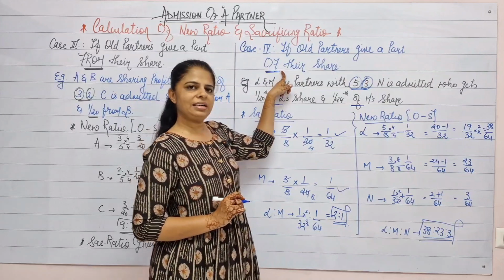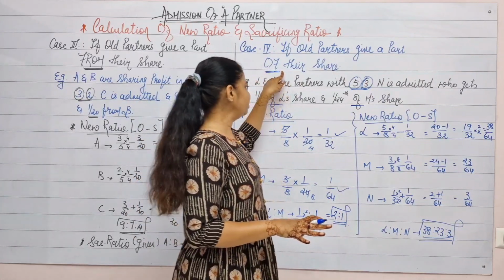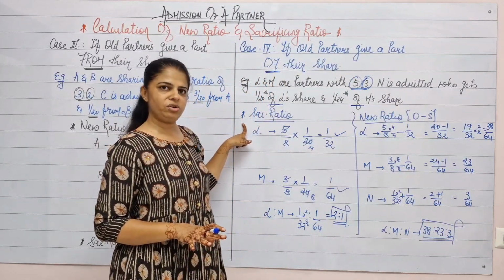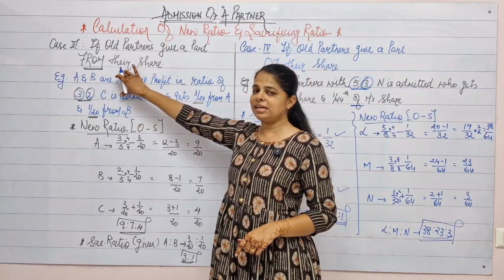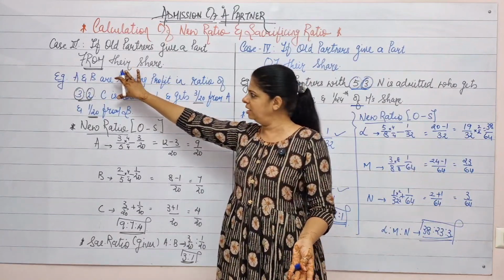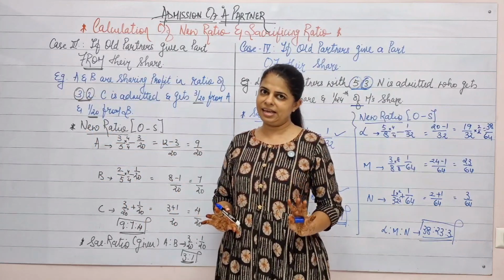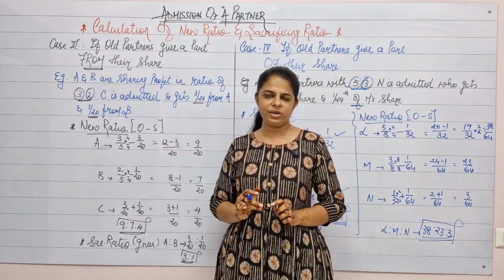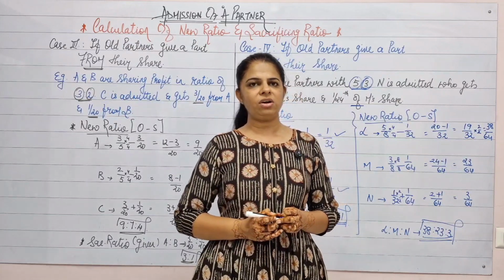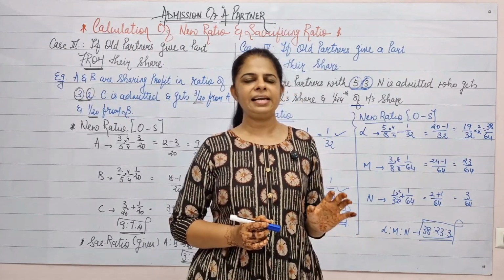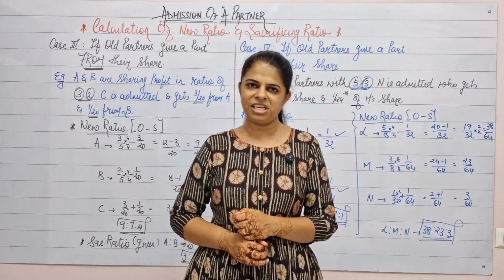If a partner is giving some portion of his share, you are supposed to calculate sacrificing ratio first. And if the case says that a partner is giving something from his share, whatever he is giving is already his sacrifice, and you directly need to find new ratio first. So like this, in today's session also we saw how different calculations are done based on different given information.